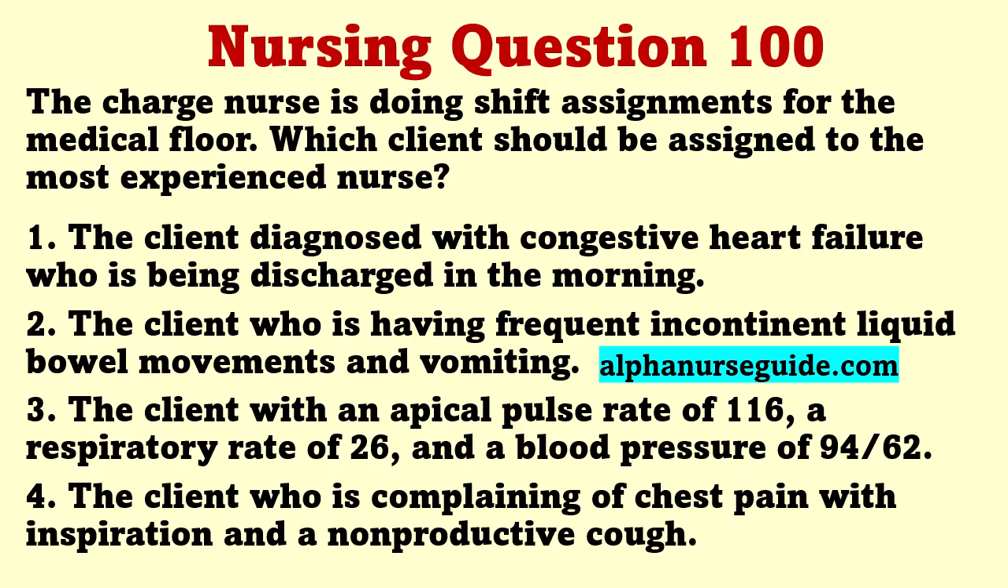The correct answer is 3. The client with an apical pulse rate of 116, a respiratory rate of 26, and a blood pressure of 94/62. The client in option 3 is exhibiting signs and symptoms of shock, which makes this client the most unstable. An experienced nurse should care for this client. The client in option 1 is stable because discharge is scheduled for the following day. Therefore, this client does not need to be assigned to the most experienced nurse. The client in option 2 is more in need of custodial nursing care than care from the most experienced nurse. Therefore, the charge nurse could assign a less experienced nurse to this client.